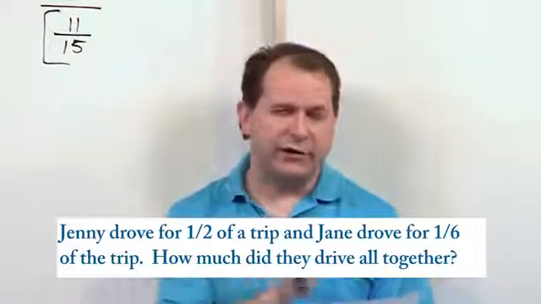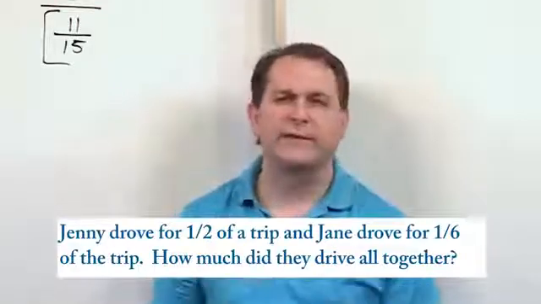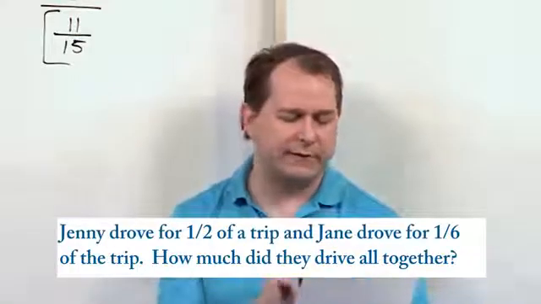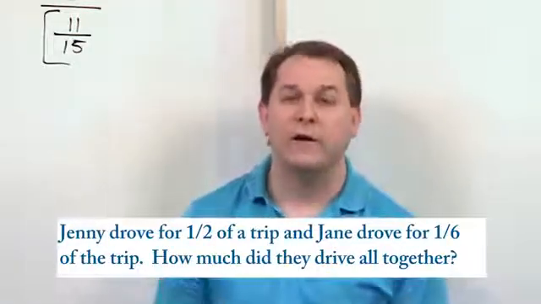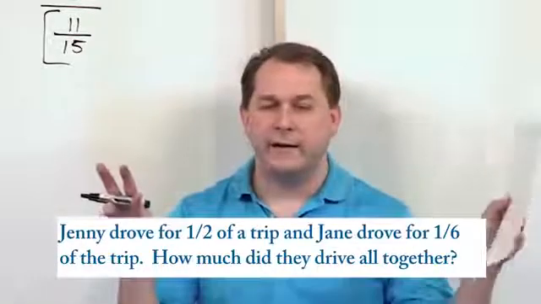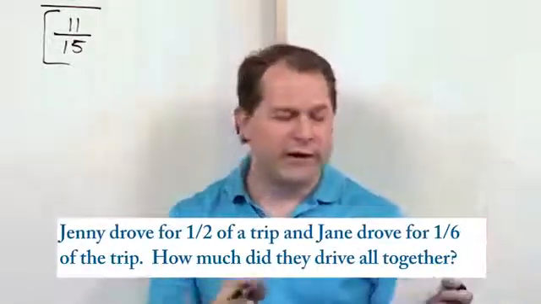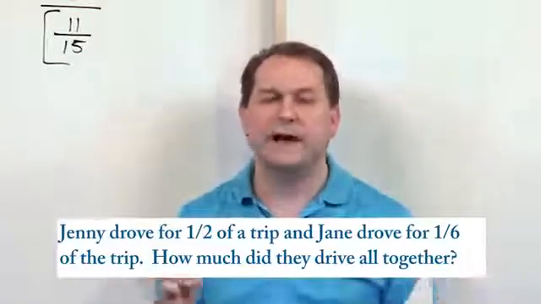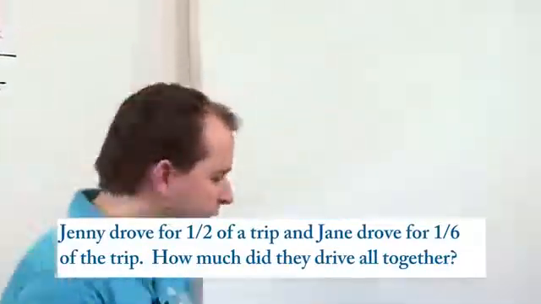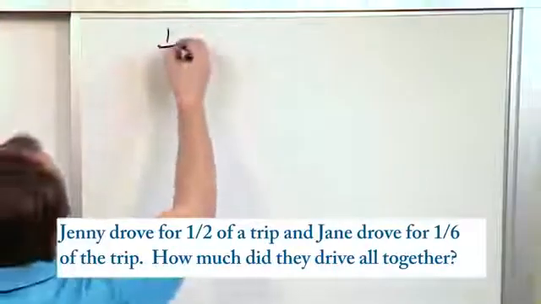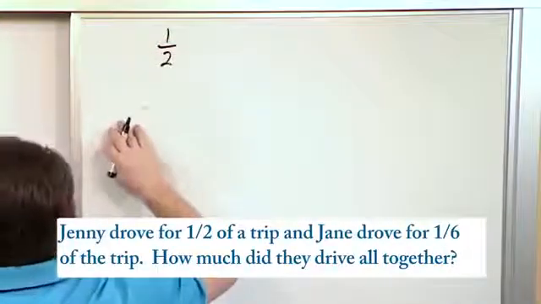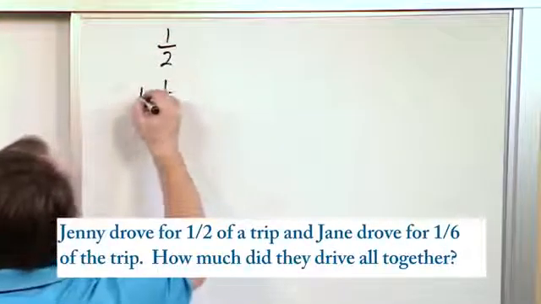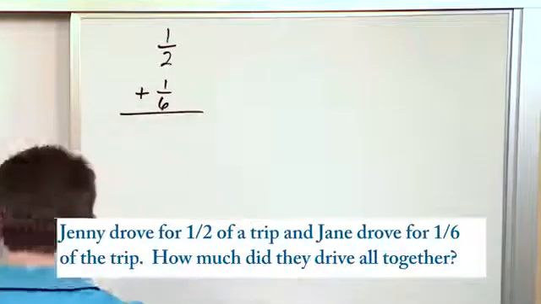So in this case, we know Jenny drove half of the trip, Jane drove 1/6 of the trip, and notice the last part. How much of the trip did they drive altogether? So just like before when we asked how much pizza did we eat in all, here, how much did we drive altogether? That's your clue. Together, altogether means we have to add everything up. So since Jenny drove for 1/2, we'll represent that as 1/2. Jane drove for 1/6, and we'll add these together like this.